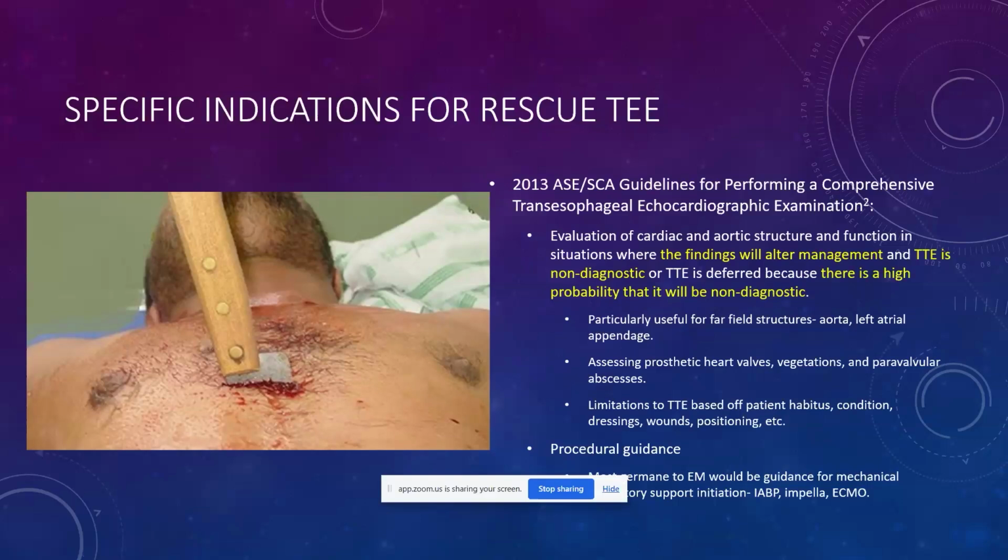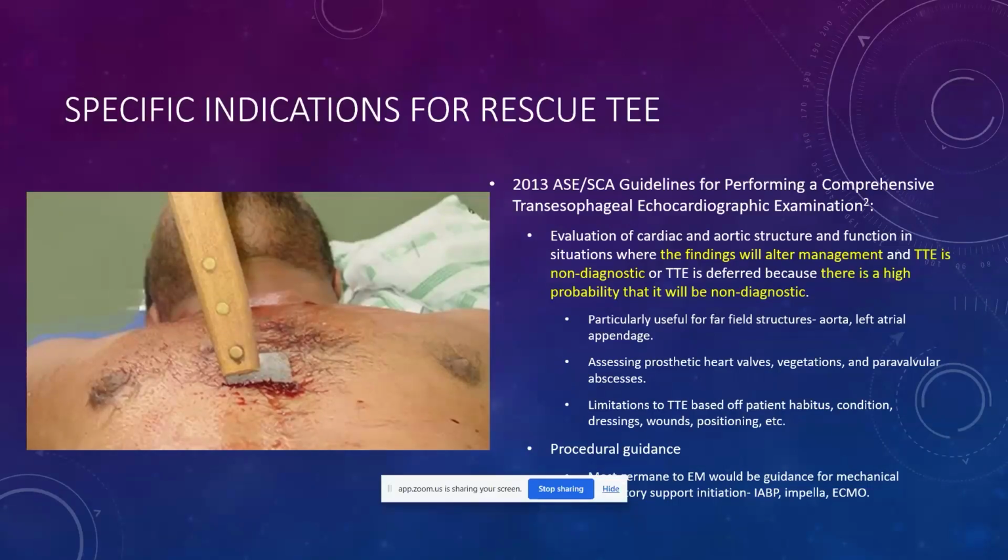If you have a suspicion for an aortic dissection, for instance, transthoracic echo for a far field structure such as the aorta usually is going to be non-diagnostic. Sometimes it can be, but TEE is going to provide you a better view of that ascending aorta.